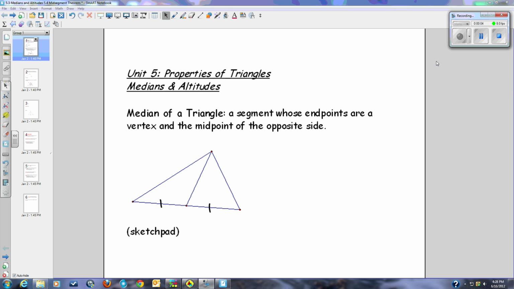Today we're going to be talking about medians and altitudes as we continue our discussion of properties of triangles. We're going to start with the definition of a median. The median of a triangle is a segment whose endpoints are a vertex and the midpoint of the opposite side. So here I have drawn the median of this triangle, which I will show you how to construct with Sketchpad in class.